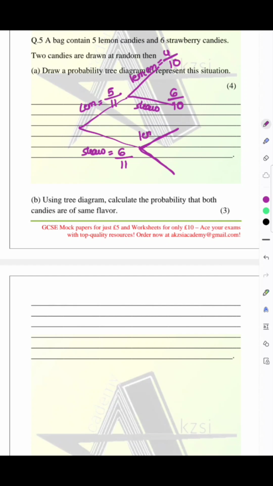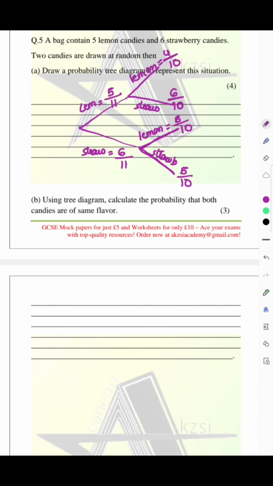So probability of picking lemon is, because he has already picked strawberry, 1 strawberry, lemon candies are still 5. So it would be 5 over 10. Because he has already picked the strawberry in the first chance, that means now there are 5 strawberry candies remaining out of 10. So this is a probability tree diagram.